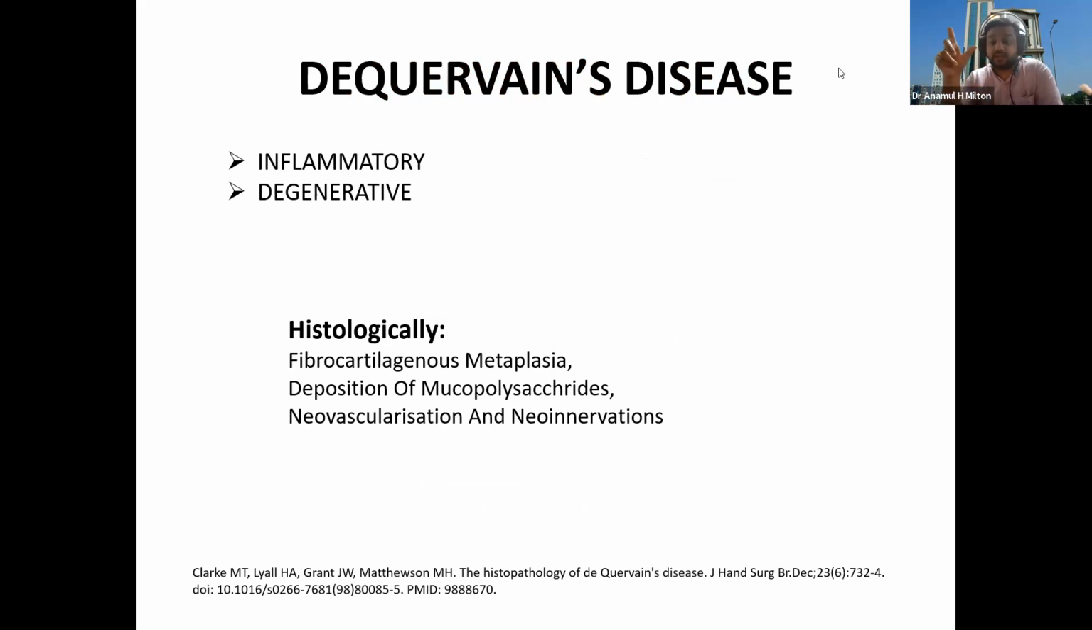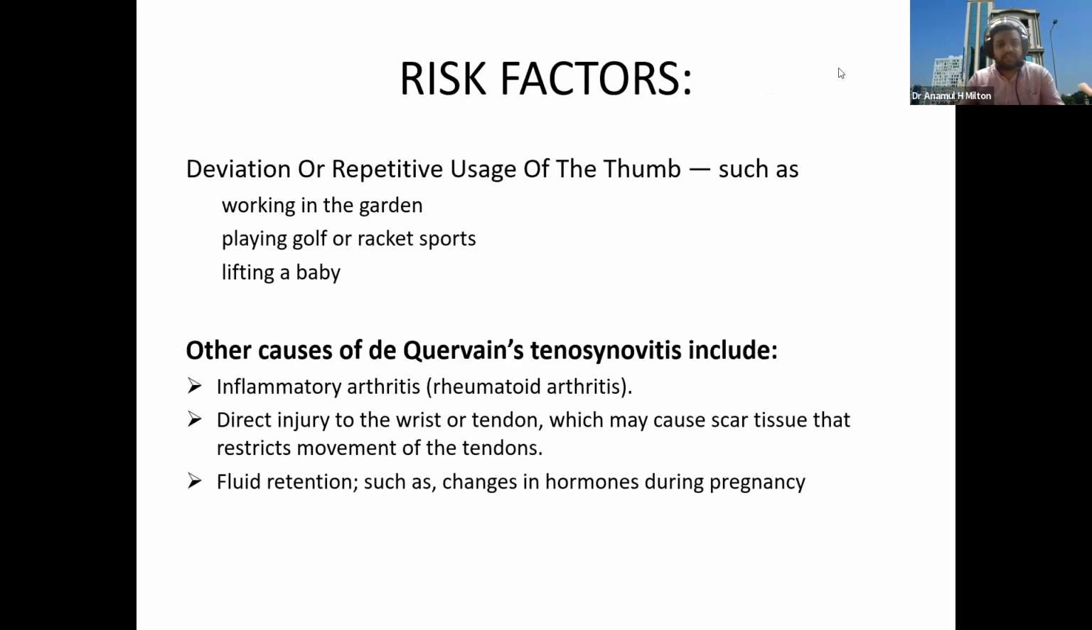And there is neovascularization and neo-innervation. So when there is neovascularization or inflammation, at that time we see some Doppler flow under the ultrasound. So what are the risk factors? Those people who are working like gardening, or playing golf or racket sports, or lifting a baby, at that time they pressurize this area. So it may sometimes be part of the form of rheumatoid arthritis also.